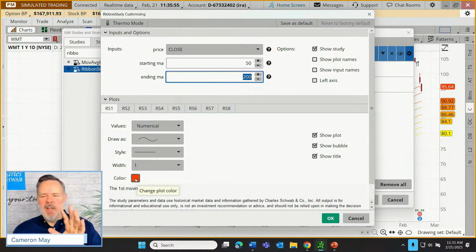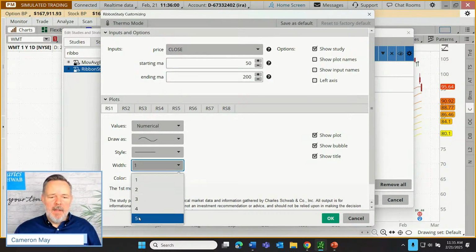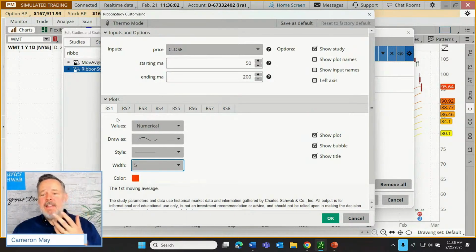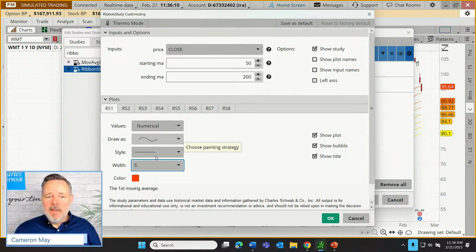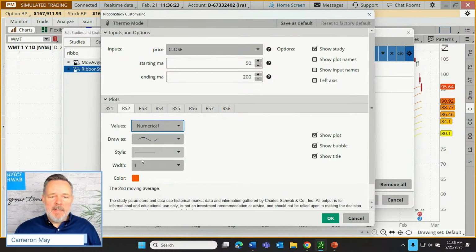One thing I'm going to do here, just to make it a little bit easier, I'm going to make these a little bit thicker. Typically, in a typical approach to trading the ribbon study, RS1 and RS8 might carry the greatest weight. So I'm going to make those thickest. So instead of being these little pencil thin lines, 1 out of 5 in thickness, I'm going to make RS1 a 5. I'm going to make RS8 a 5. And then I'm going to scale those down.